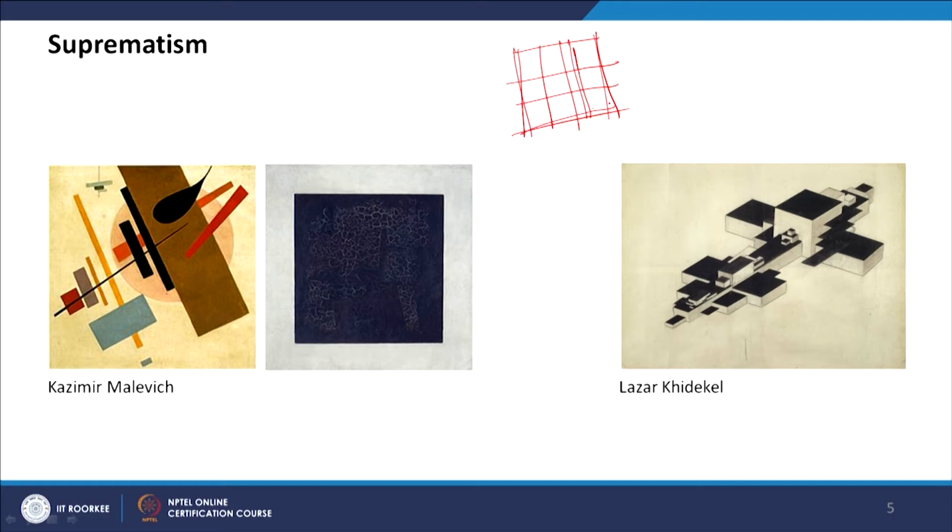In Suprematism, the pioneer was Kazimir Malevich. Here it is at a different angle. Sometimes you will see there is no correlation between the angles, which was not there in Bauhaus and De Stijl. So this was twisted in a different direction, and different colors were used.